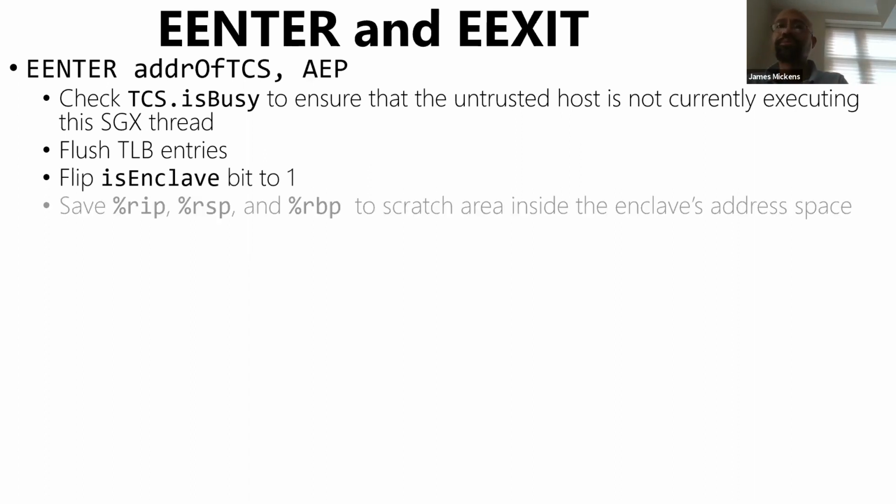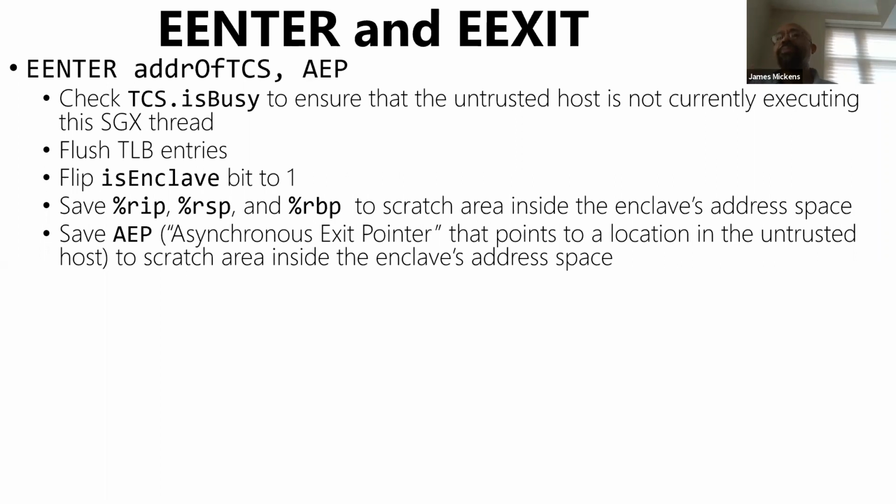now executing enclave code. We're going to save the RIP, the stack pointer, and the base pointer to a scratch area that's inside the enclave's address space. This will be helpful when we're trying to return back out of the enclave. We're going to save this thing called the AEP, the asynchronous exit pointer, that's going to point to a location in the untrusted host. And basically, the AEP allows SGX to handle a scenario wherein enclave code is executing and then a timer interrupt comes in or something like this. So you basically need a way to vector control to a known place in the untrusted host so that the untrusted host can then eventually restart the enclave by calling EENTER again, for example.